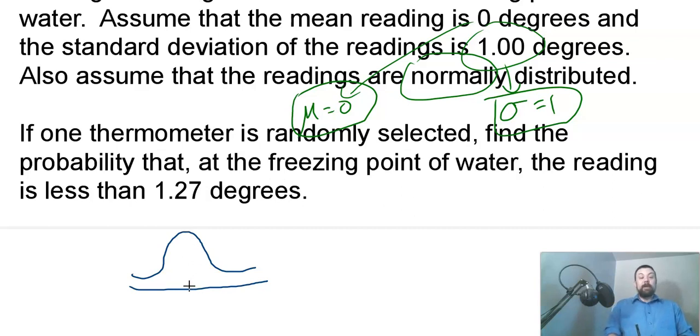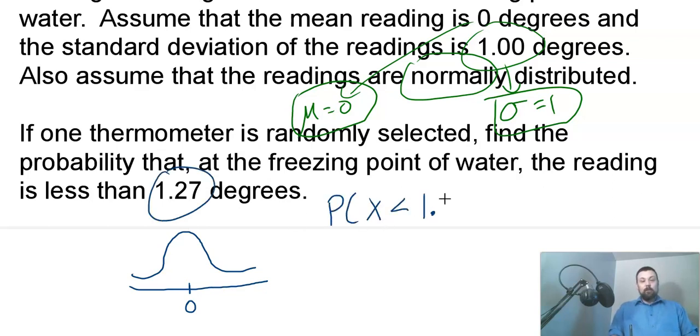The mean is in the middle of the normal distribution. In this case, that mean is 0. So we're going to have 0 here at the middle. And then we're interested in the probability that we get a thermometer reading that's less than 1.27 degrees. So I'm interested in, I don't know why that mark went way out there, I'm interested in 1.27, right? That's a really critical value in this calculation. So I want to mark that on my graph. It's positive, so it'll be to the right of 0. So 1.27.